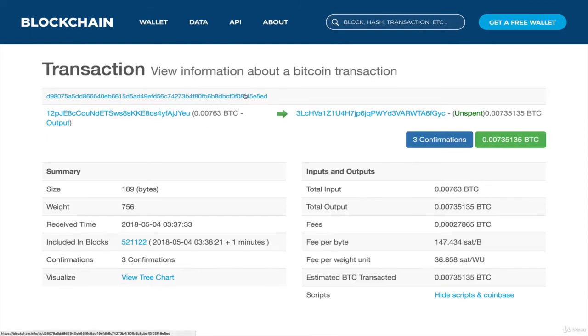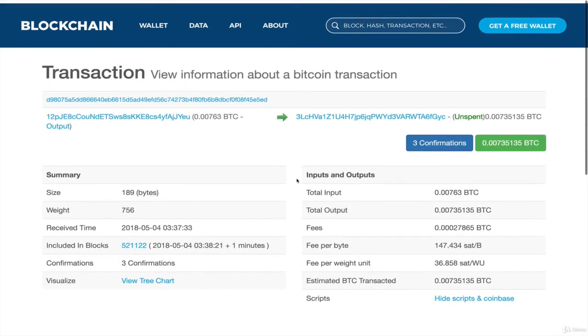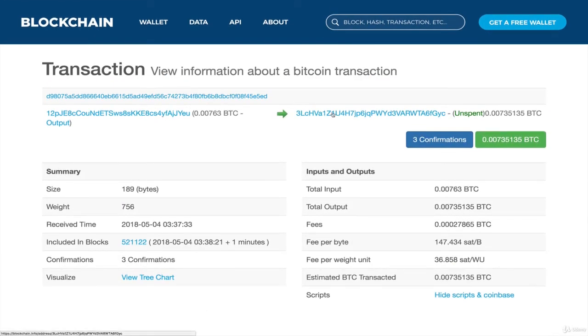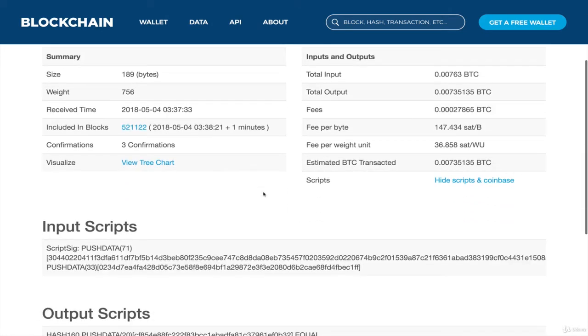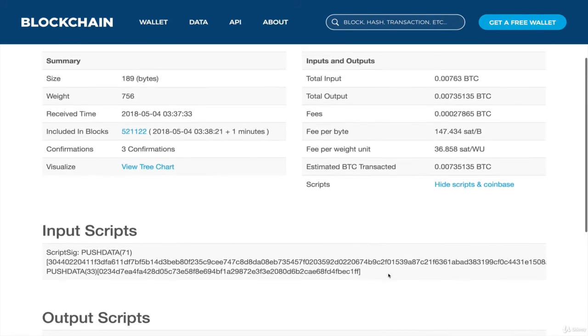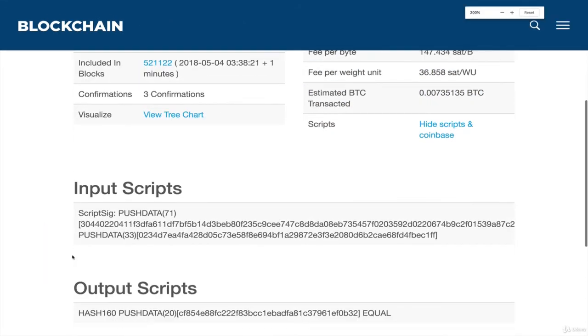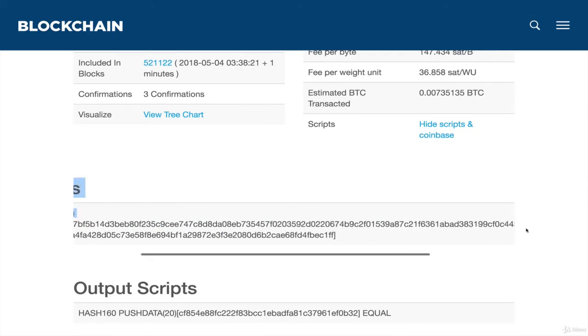So if we click on this, it takes us to a page where we can actually see more information. And the things that we care about, other than the input address and the originator, the from address and the to address and the amount, you scroll down, there's this thing here. It's called the script sig. We're not really going to go into too much detail, but this right here, that's a signature.